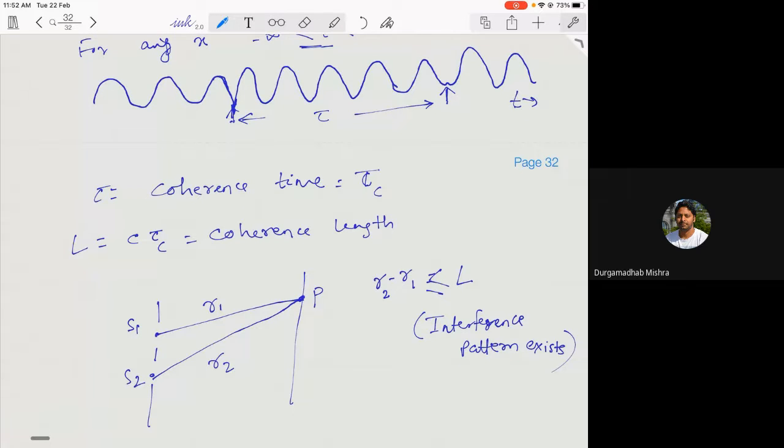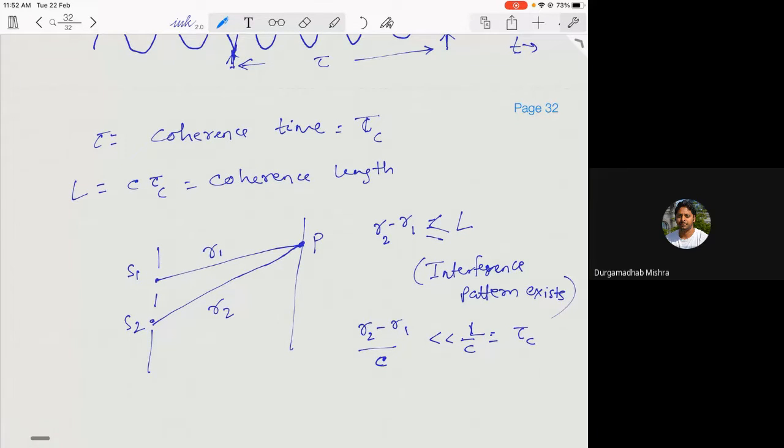Okay, so in terms of tau, we can write it like so: just divide by the velocity of light, which is (R2 minus R1) by C, which should be less than or equal to L by C, or equal to tau C. So if the path difference or the time difference between the waves arriving at point P is, in that case we say this is delta T, that should be less than tau C.